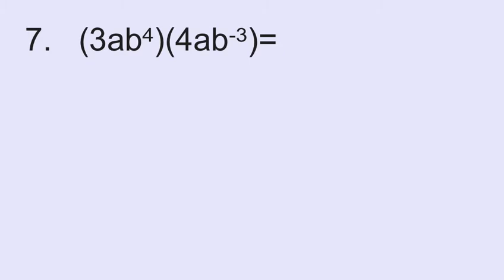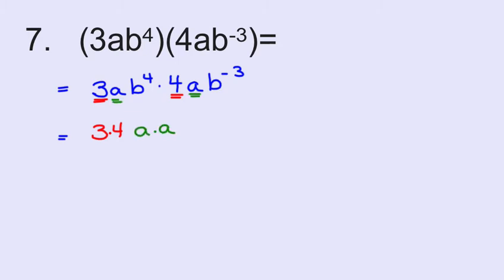I'm going to go ahead and just drop the parentheses. 3a, b to the 4th, 4a, b to the negative 3. Now I'm going to kind of group like pieces, so like pieces would be our numbers, our coefficients, so 3 times 4. Then I'm going to combine together the a and the a. Those are like exponent terms because they both have the same base. And then b to the 4th and b to the negative 3.